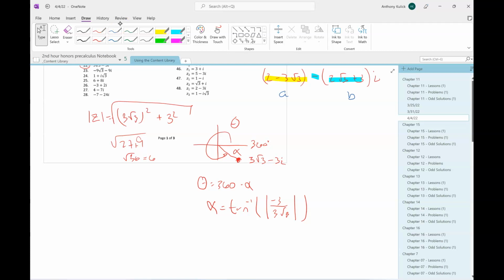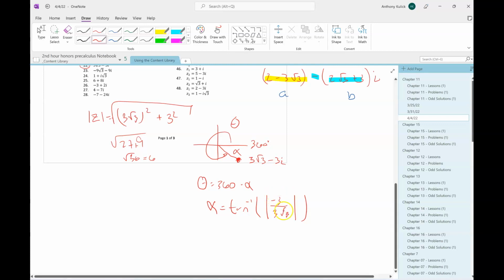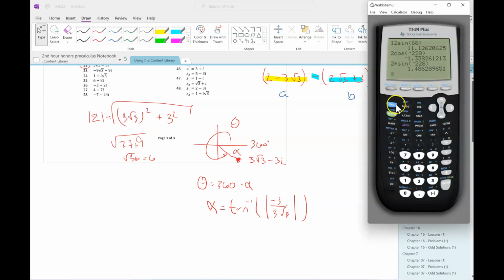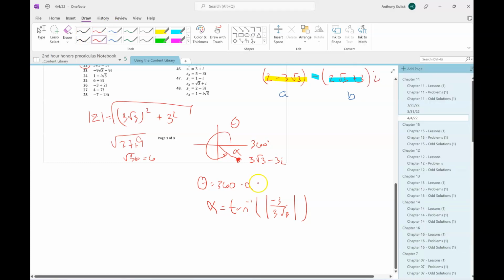Right, so this is y over x. Just do it on the calculator, it'll tell me. I have to be a little bit careful here with my parentheses. So 30 degrees, which is pi over 6. So this would be 11 pi over 6. So then I'd say I have 6 times cosine 11 pi over 6.